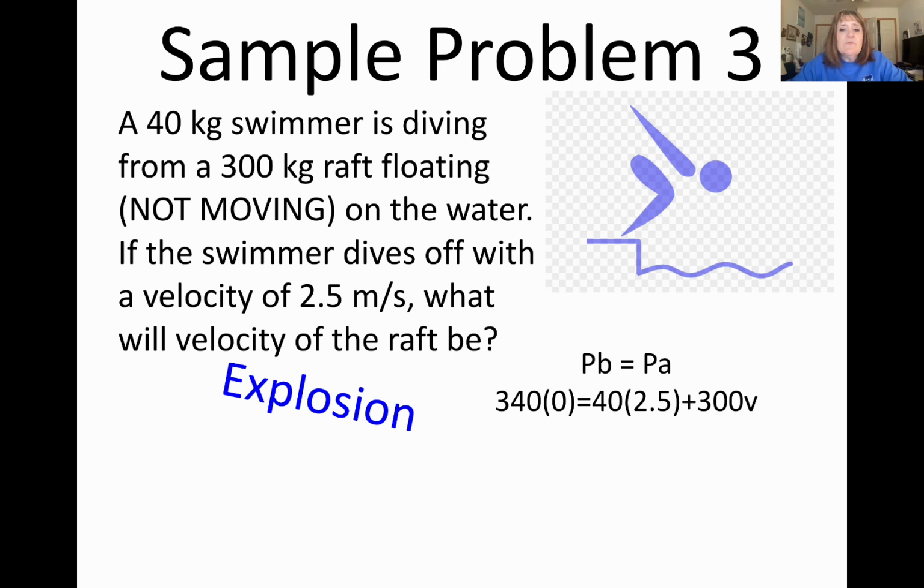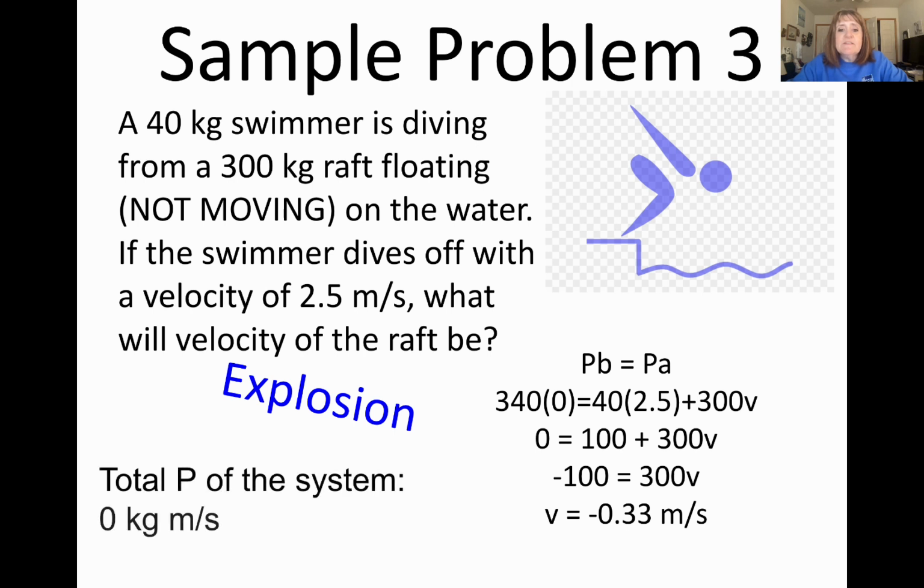Together, they have 340 kilograms times 0 meters per second is equal to the swimmer 40 times 2.5 plus 300 times v. Using algebra to solve, we get a velocity of the raft of a negative 0.33 meters per second. The total momentum of this system is 0 kilogram meters per second before the collision, simply because they're not moving.